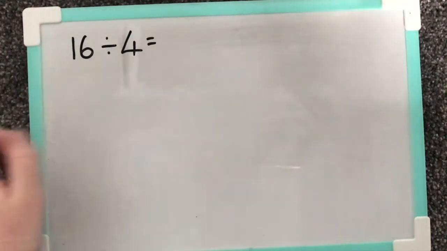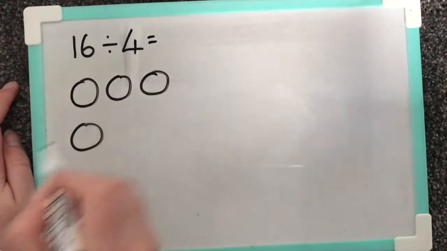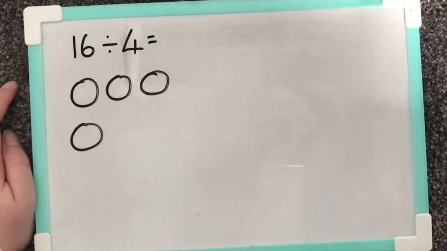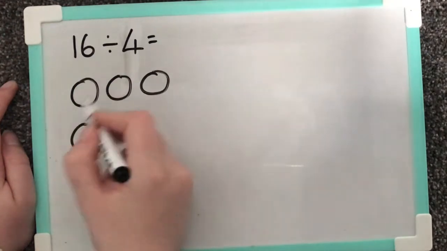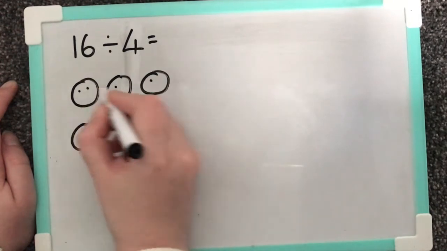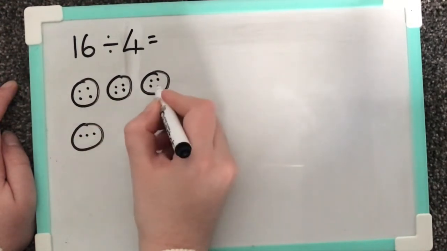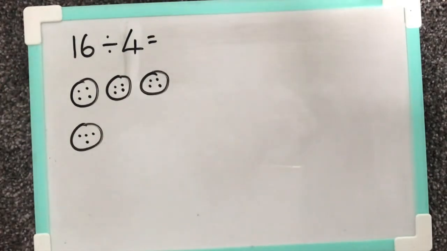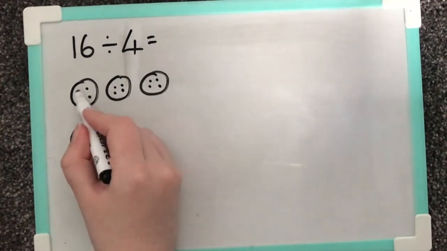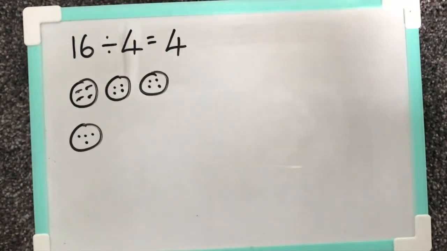I need to draw 4 circles. 1, 2, 3, 4. And I count up until I get to 16 by sharing the dots equally. 1, 2, 3, 4, 5, 6, 7, 8, 9, 10, 11, 12, 13, 14, 15, 16. How many dots are in each group? 1, 2, 3, 4. So my answer to 16 divided by 4 equals 4.